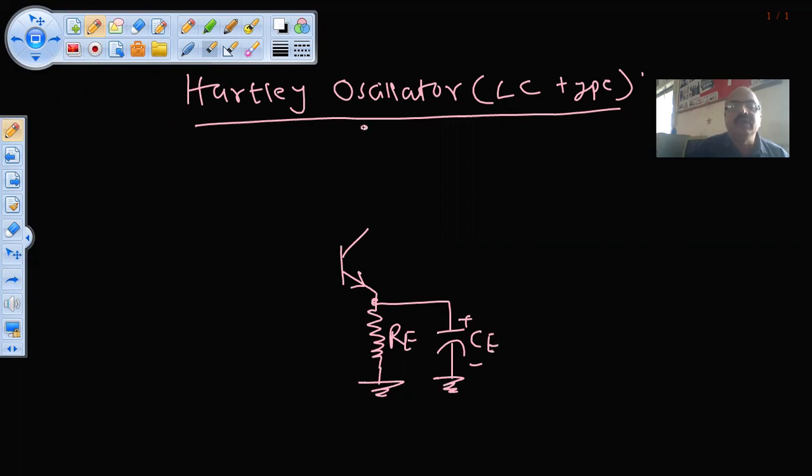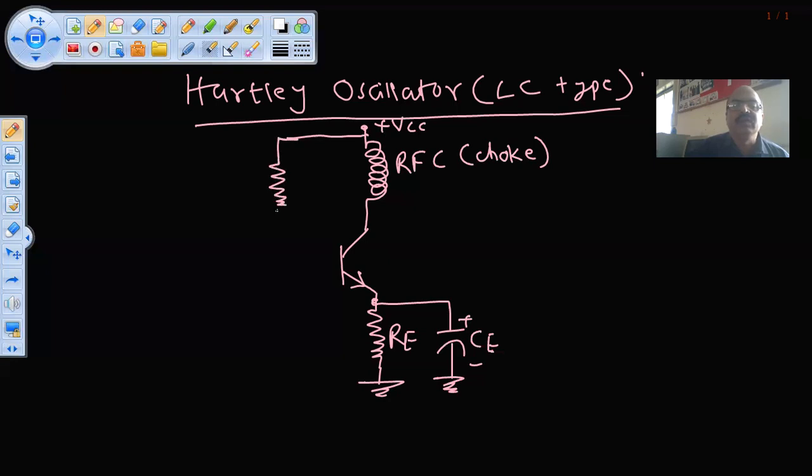Now here, instead of RC, instead of collector resistance, we connect a coil. We call this coil RFC coil. RFC means radio frequency coil. That is the inductor coil, or it is also called a choke, radio frequency choke. Then, as usual, there will be a voltage divider network. This is a voltage divider network consisting of R1 and R2.